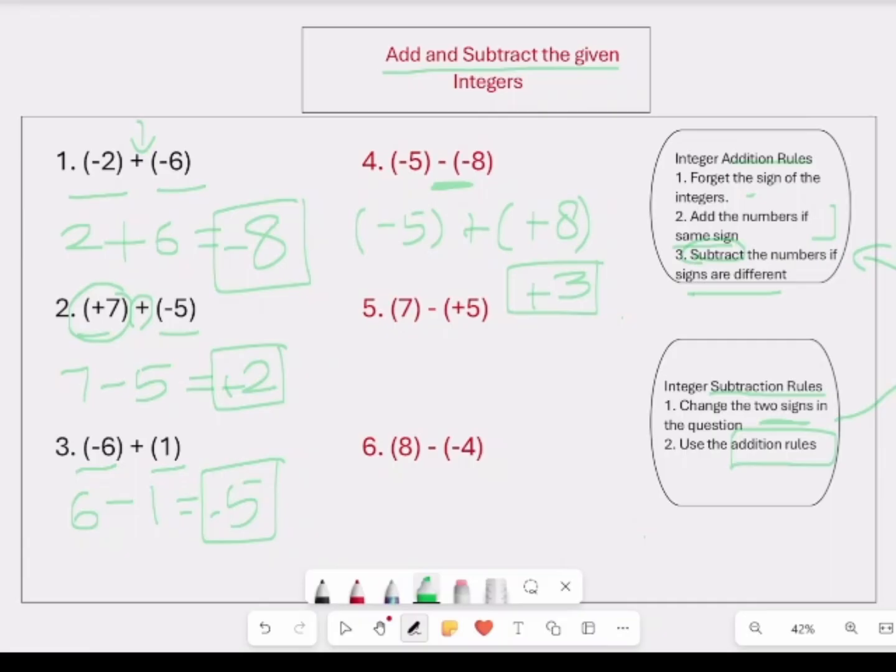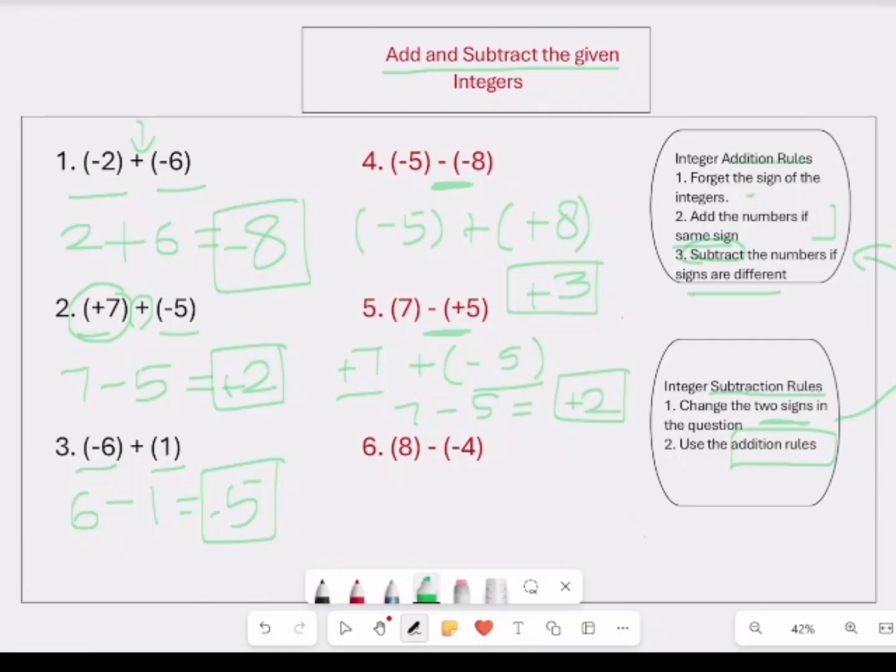We have another question with 7 that carries a positive sign, but we have to change these signs. So it will be positive and negative. So we flip them. So for the +5, the integer was +5 here, we change it to -5. We'll use the same addition rules. We are adding two integers that carry different signs, so we subtract them. 7 minus 5, we get 2. And which sign do we use?